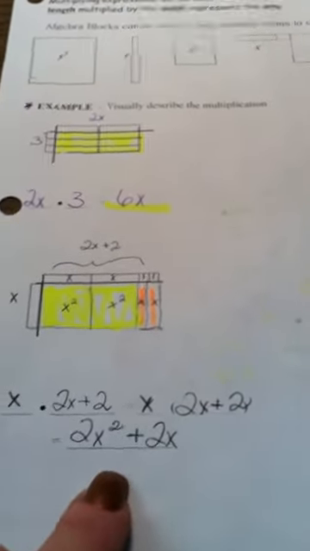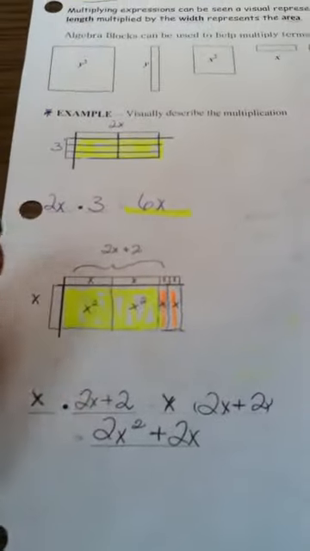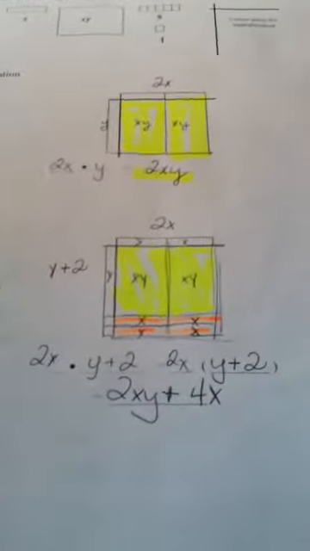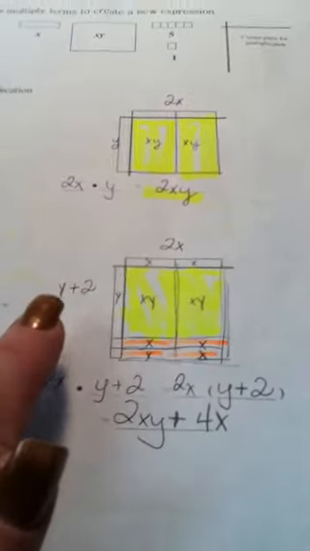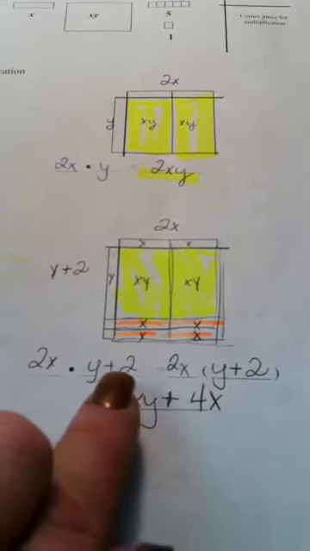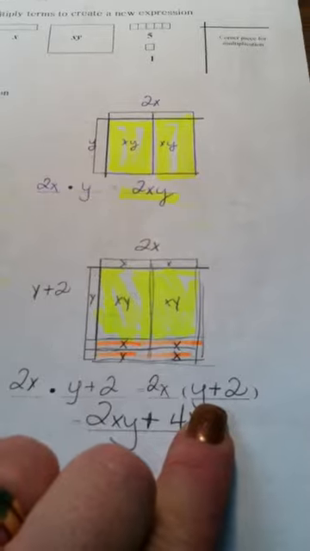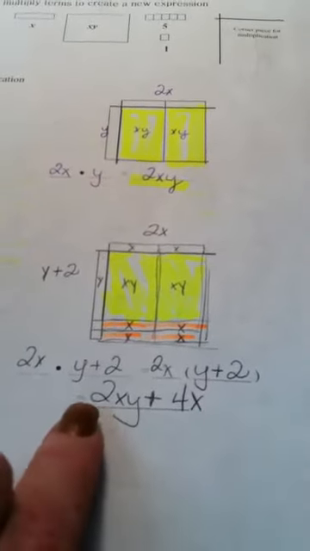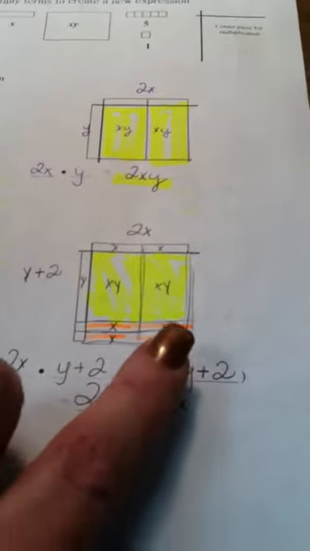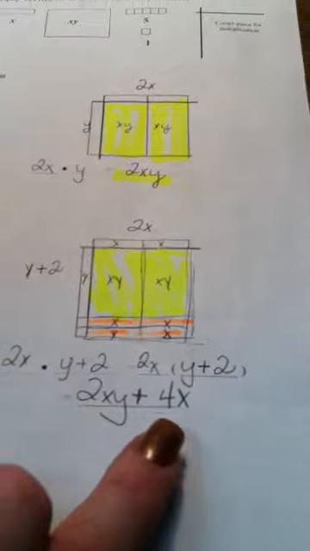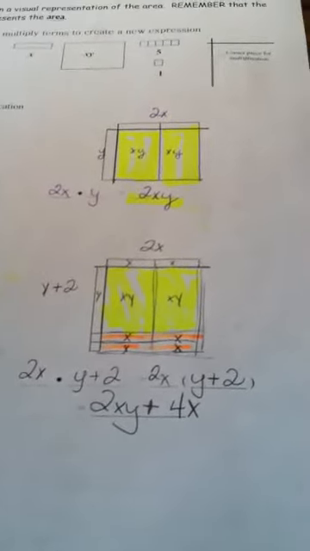So why does that happen? We use something called the distributive property to do that. But the visual model works each and every time. So here's our second one. We have the quantity 2x times y plus 2. The y plus 2 is a binomial. We want to make sure that whole quantity stays together, so we put it within parentheses, and we multiply through. In our picture, we have 2xy and 4x, so 2xy plus 4x. We're just combining the terms that we see in our product.